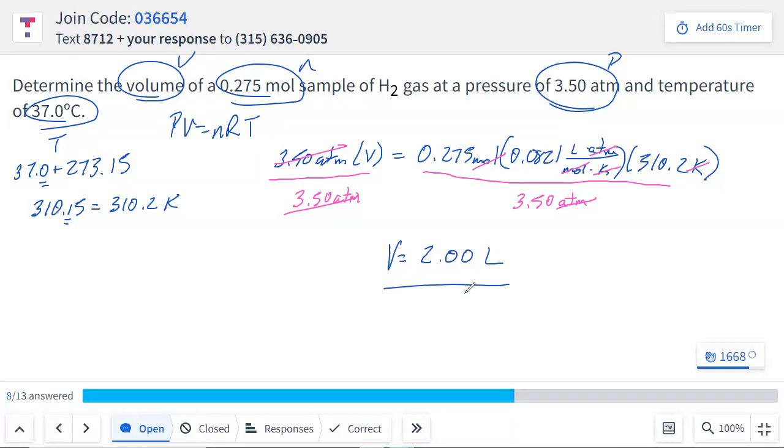Again, that's a different kind of scenario than what we would use the combined gas law for. Combined gas law would be, I know the pressure, volume, and temperature right now. It changes. What don't I know? So that's the big difference between those two. Right? Any questions with the example here?